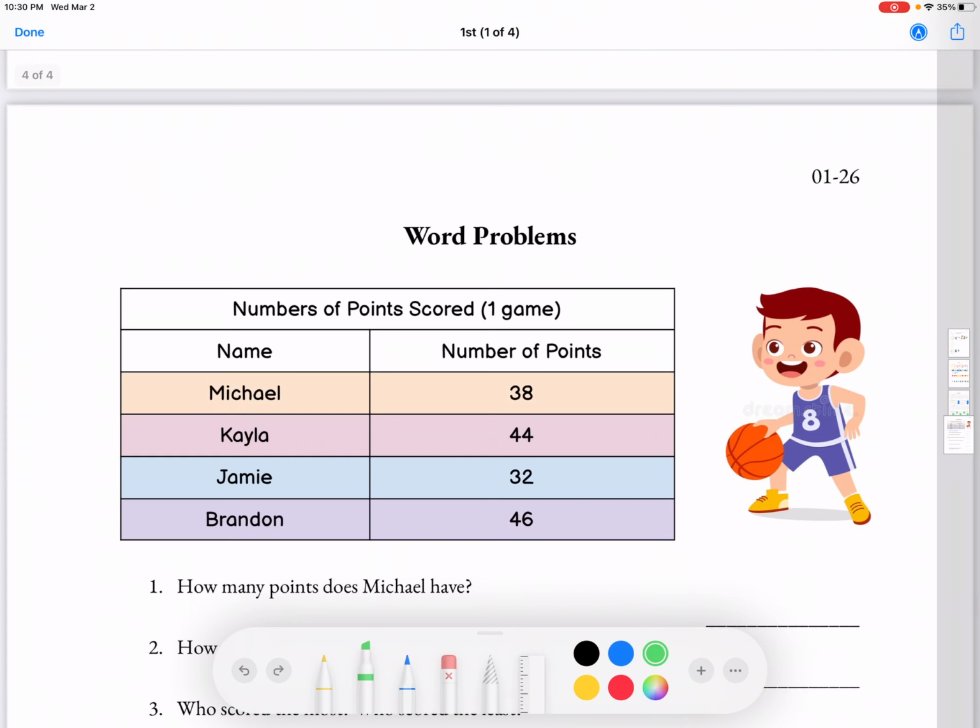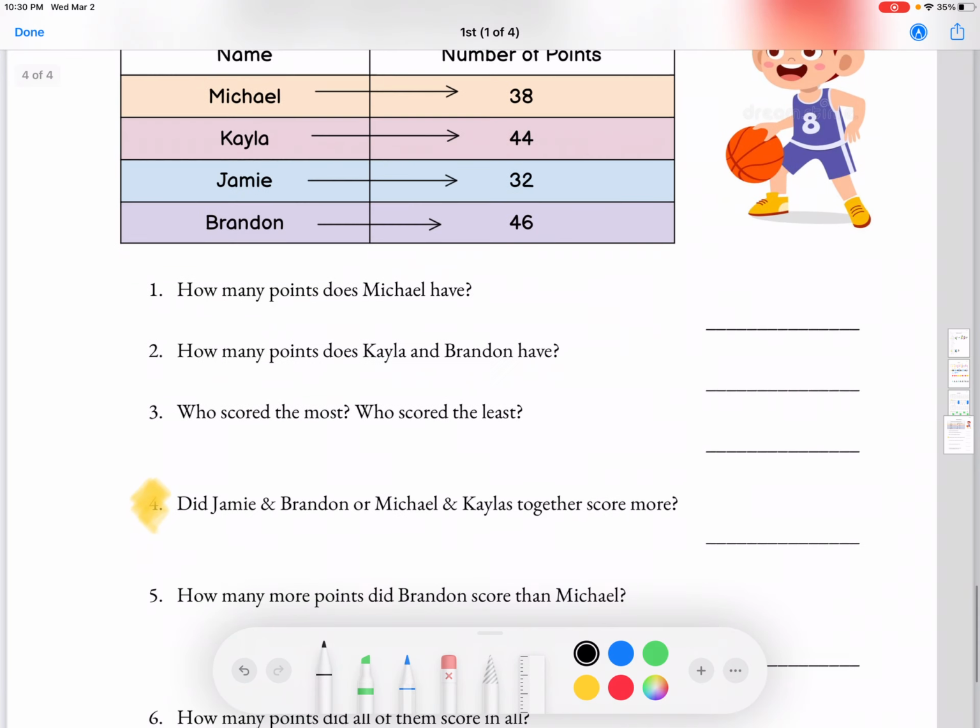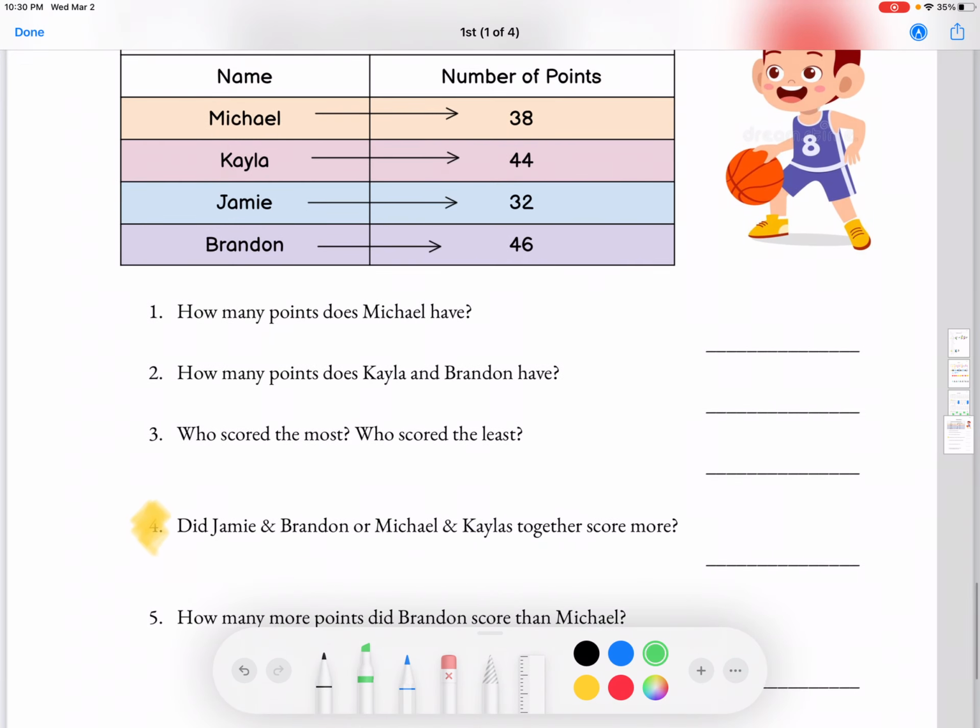Michael scored 38 points. Kayla scored 44 points. Jamie scored 32 points. And Brandon scored 46 points. So our question for number 4 is, did Jamie and Brandon or Michael and Kayla together score more? So Jamie and Brandon are one team and Michael and Kayla are another one.